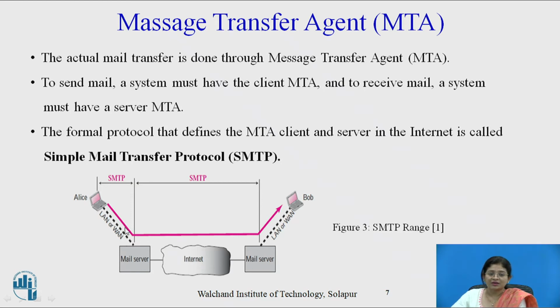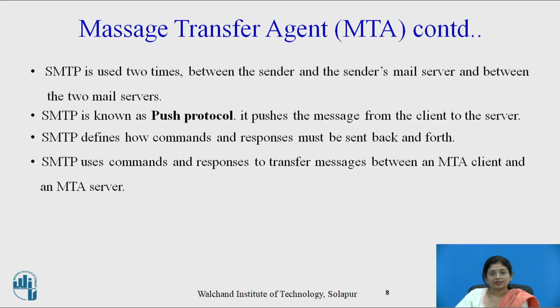For that purpose, Alice's user agent, or the Alice MTA client, establishes the connection between the MTA client and the MTA server of the mail server on her site. For that purpose, it uses SMTP, Simple Mail Transfer Protocol. Then another SMTP is used between the mail server of the sender and the mail server of the receiver. So, SMTP is used two times, between the sender and the sender's mail server and between the two mail servers.